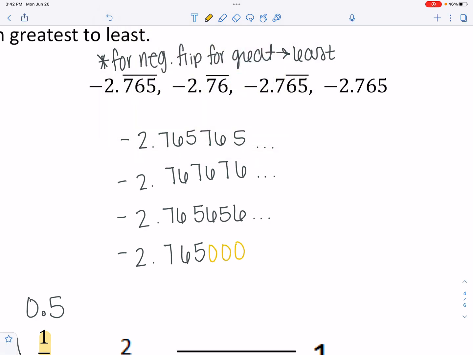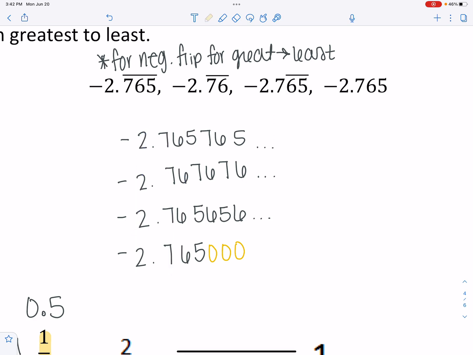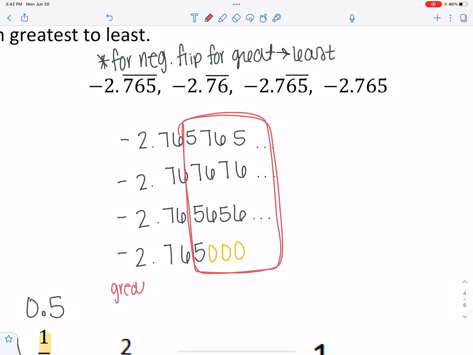Now I'm looking for the first spot where they differ. Those are all the same, those are all the same, those are all the same, but in this column is where they differ. So I'm going to put a box around those. Now, yes, I am going from greatest to least. However, because the numbers are negative, they're really going to be opposite.